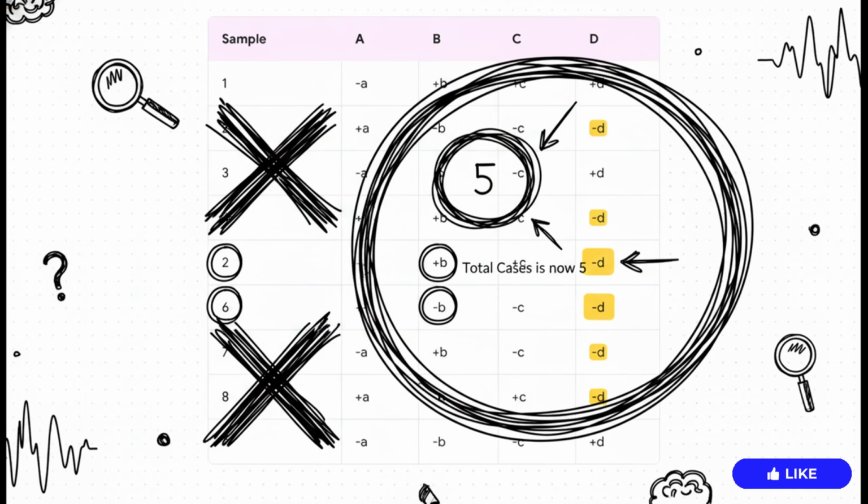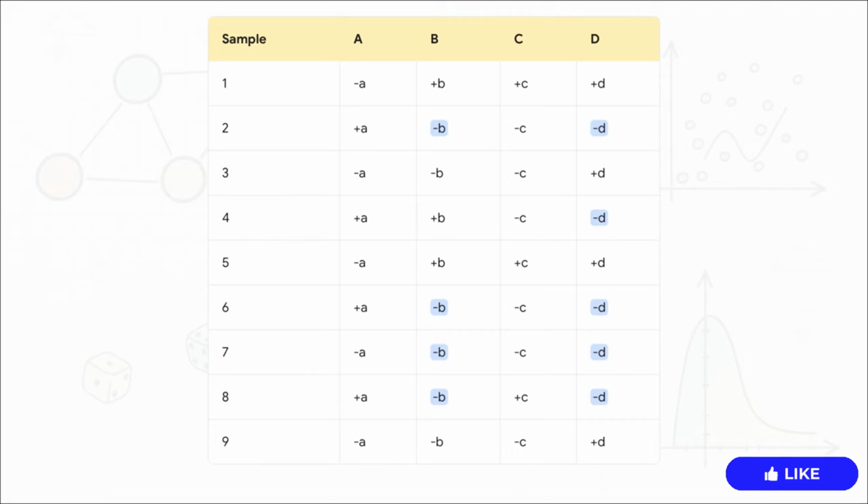And here is step 1 in action. We look for all the rows where D is -D. We find 5 of them. And what about the other 5 samples? Well, for this question, they might as well not even exist. We ignore them completely. Our new total cases, our new denominator, is now 5.